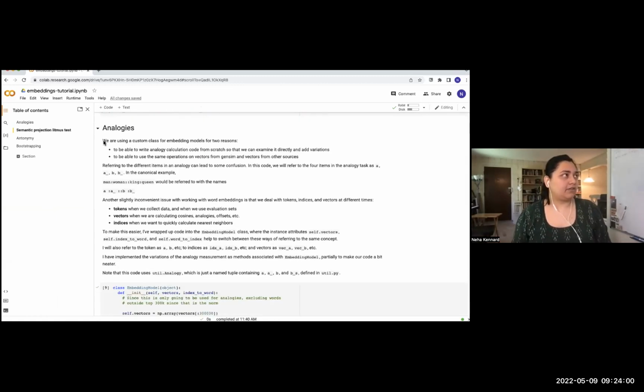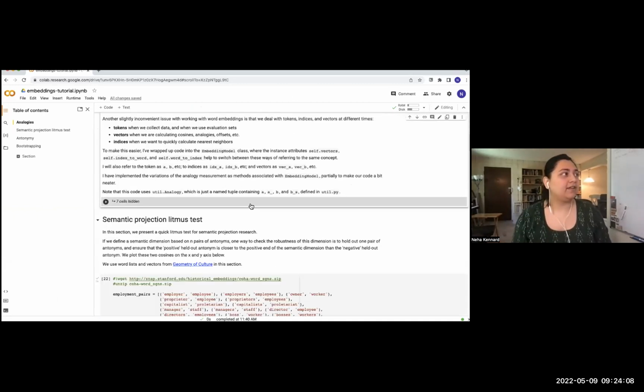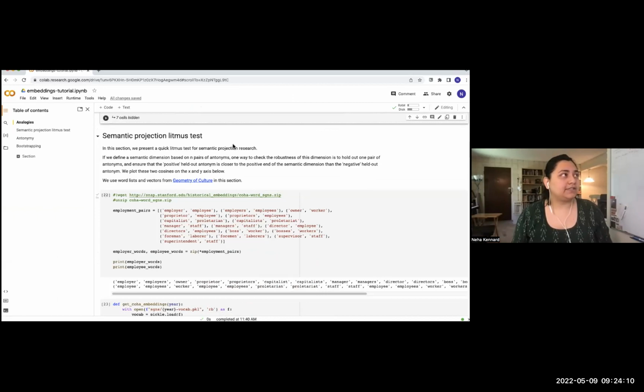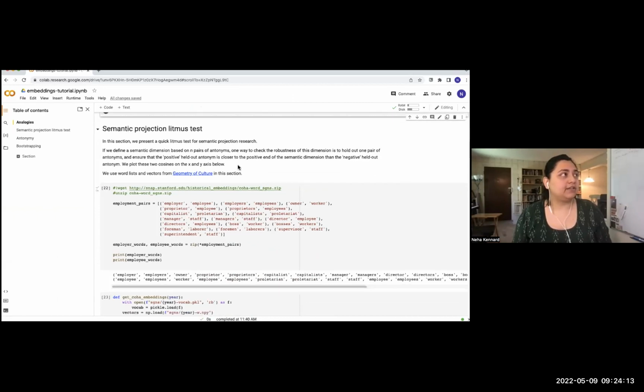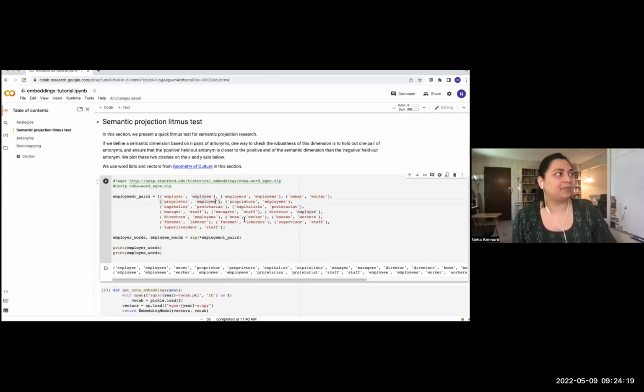This is all code just to reproduce some of the plots that I put in the presentation earlier, so we're just going to skip over it. So here's a litmus test for semantic projection, and you can download the vectors that I'm using, but I'm not going to download them right now because everything's very slow.